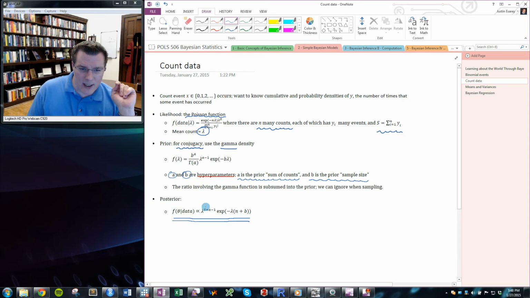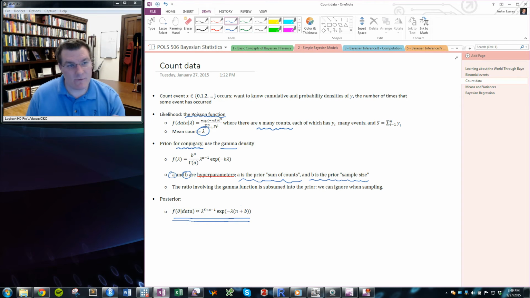And it involves combining S, which is the sum of all the counts in all our events from the data set, and A, which is our corresponding prior sum of counts that we specified. And again, N plus B fills in for N being the number of events we've observed, and B is the number of events that we add as a part of our prior. So pretty straightforward, very similar in structure to the binomial data set, although we are using different likelihoods and priors.